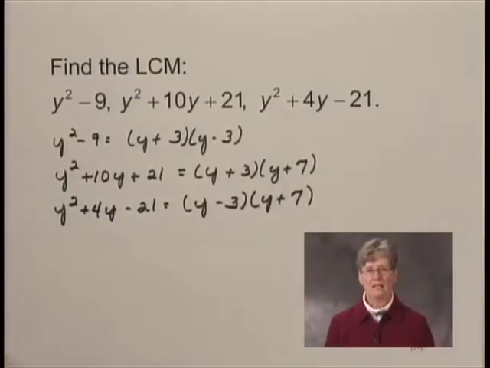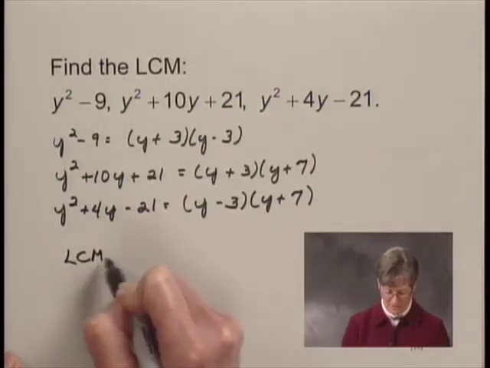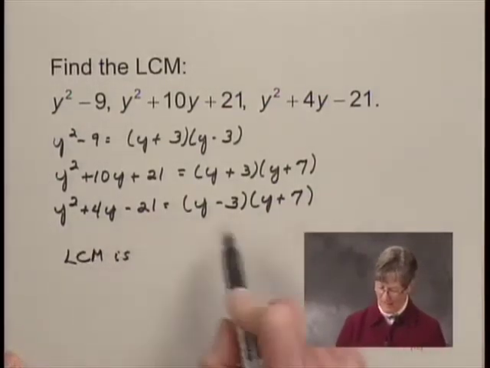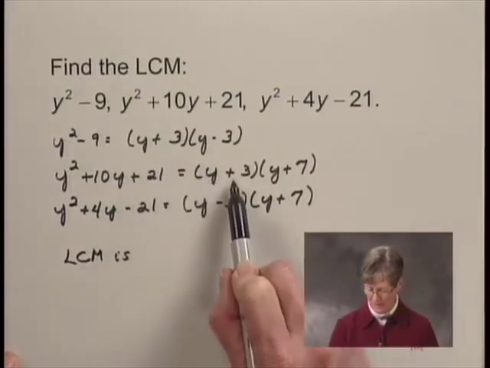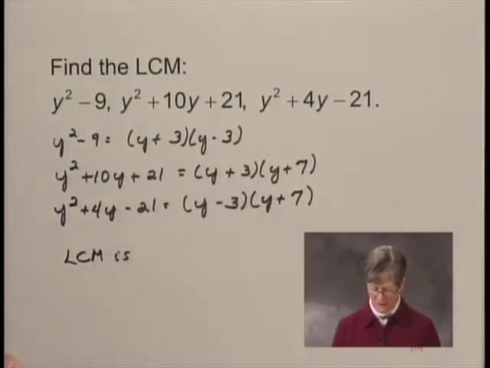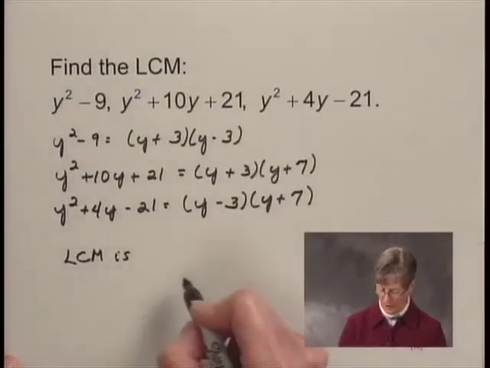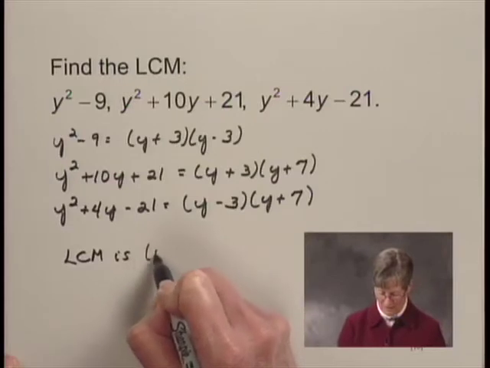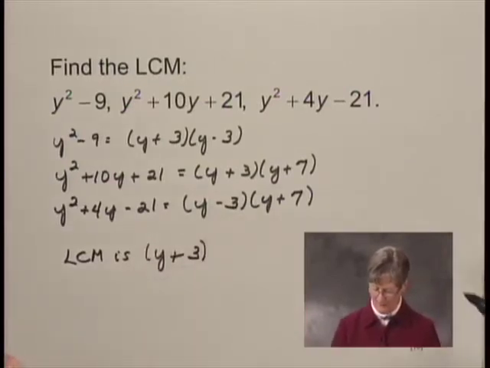Now, to form the least common multiple, we'll use each of these factors the greatest number of times that it occurs in any one factorization. So we can say that the least common multiple is, and let's take a look at the factors. We have y plus 3 here one time and y plus 3 here one time, and it doesn't occur in this third factorization, so one time is the greatest number of times it occurs in any one factorization. So our least common multiple will have a factor of y plus 3.